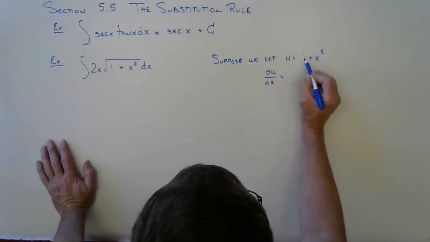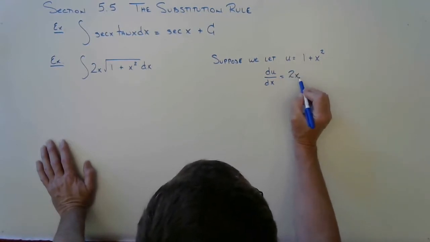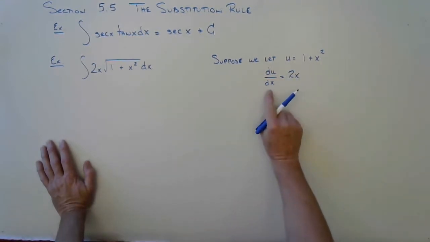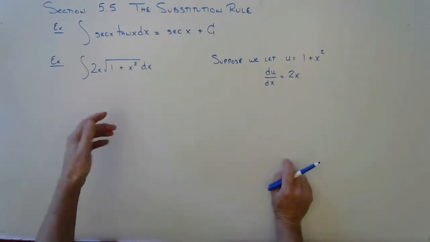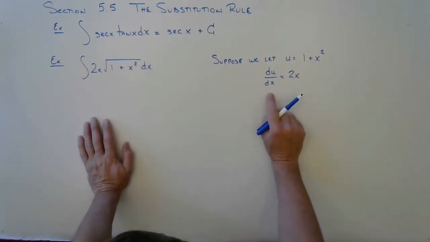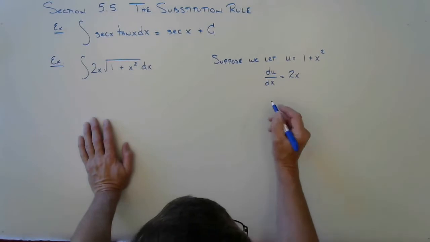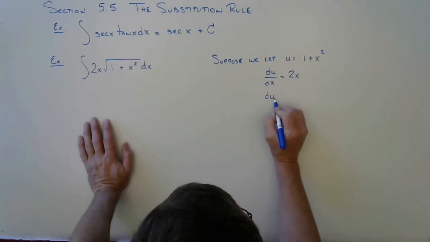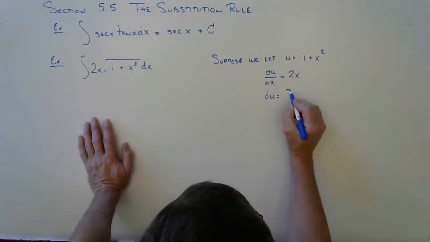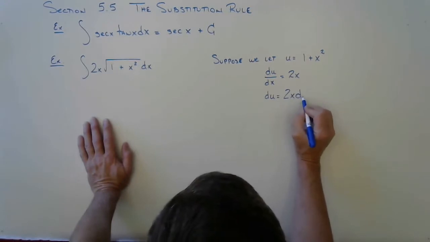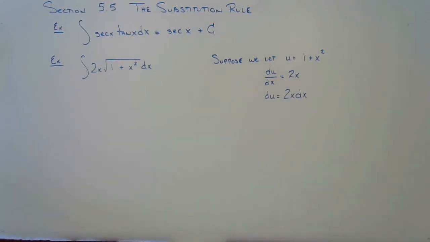The derivative of this side is going to be 0 plus 2x. Now, if I treat this like a differential, like we did earlier in our book, in our section on differentials, I can rewrite this as du equals 2x dx. And I have an expression for du.